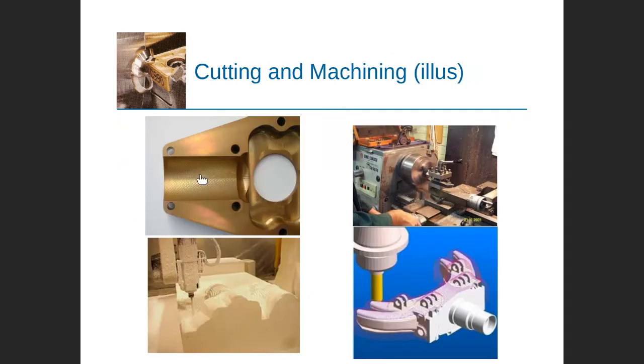So in material removal, we do cutting and machining, and we remove part of the material so you can get something. There are some holes, some areas being machined, and so on, and finally you get something like this.